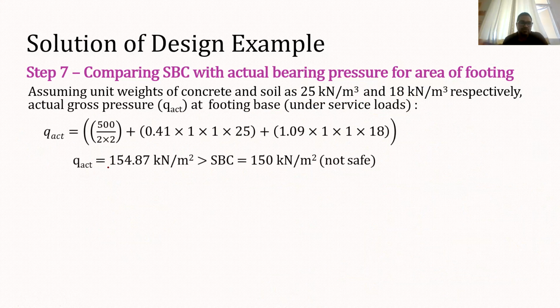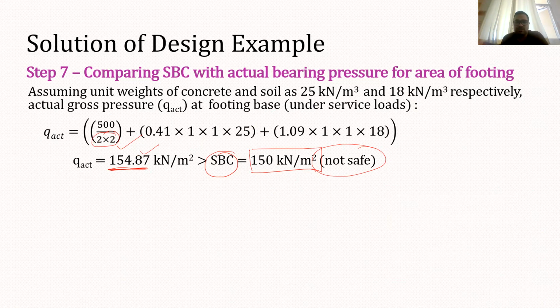So Q actual is 154.87 by calculating this. And it is actually higher than SBC, which is 150 kilonewton per meter square. So that is the bearing capacity of soil, and the actual bearing pressure is higher than that, which means the foundation size is not safe. The size we are providing in the foundation is not safe. So ultimately we have to revise this size.